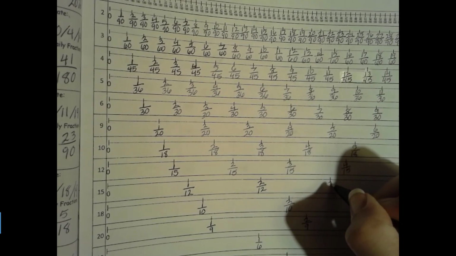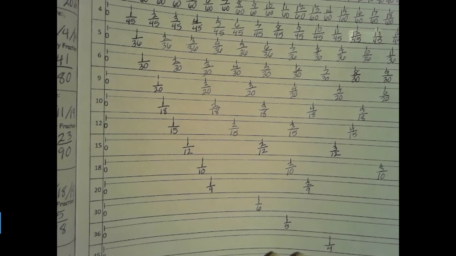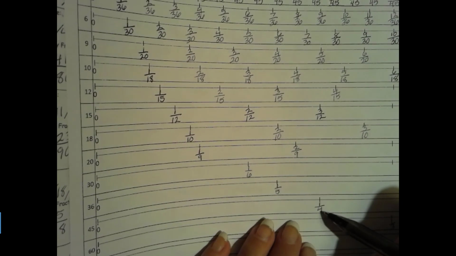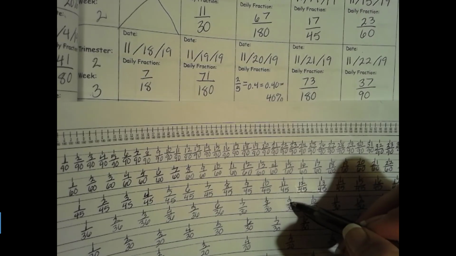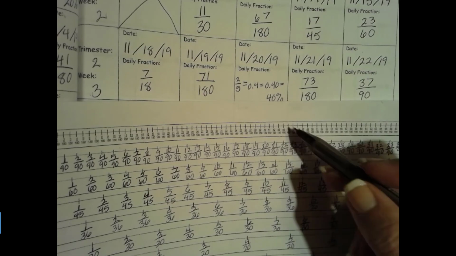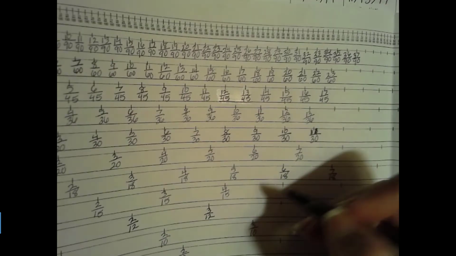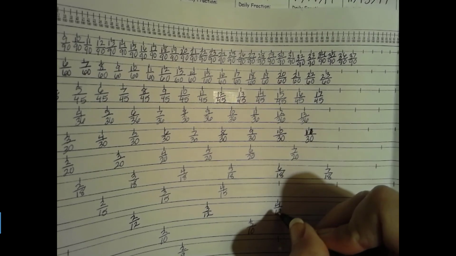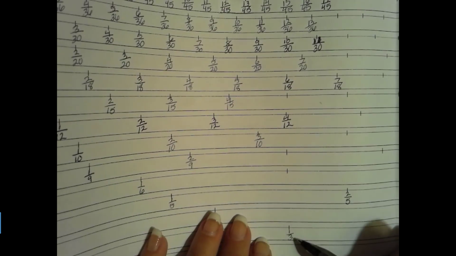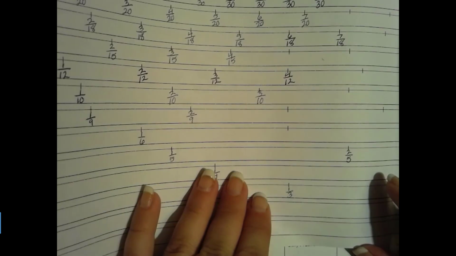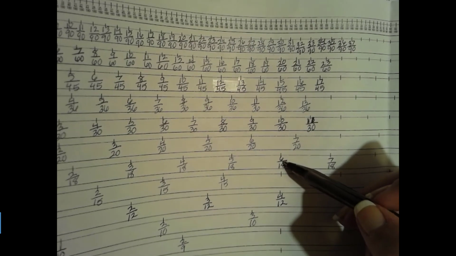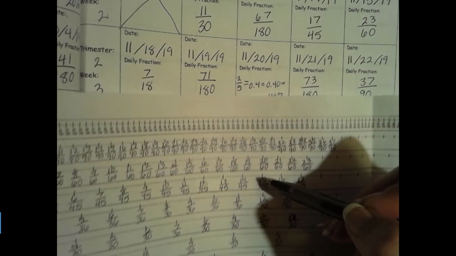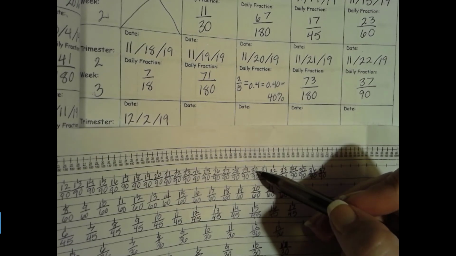Okay, and then 3 12ths. Well, its simplest form is 1/4. Okay, but it is also equivalent to 5/20, 9/36, 15/60, and the beginning fraction. Then we have 4 12ths, which the simplest form is 1/3. That is our equivalent fraction in lowest terms. Okay, but it's also equivalent to 6/18, 10/30, 12/36, 15/45, 20/60, 30/90, and the beginning fraction.